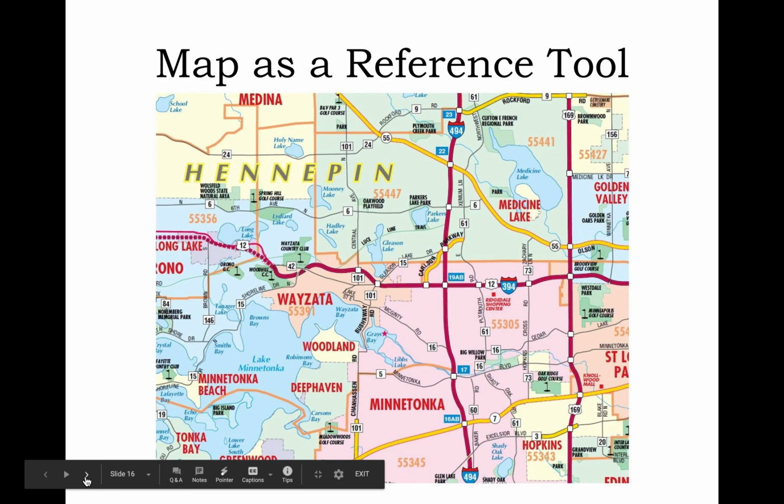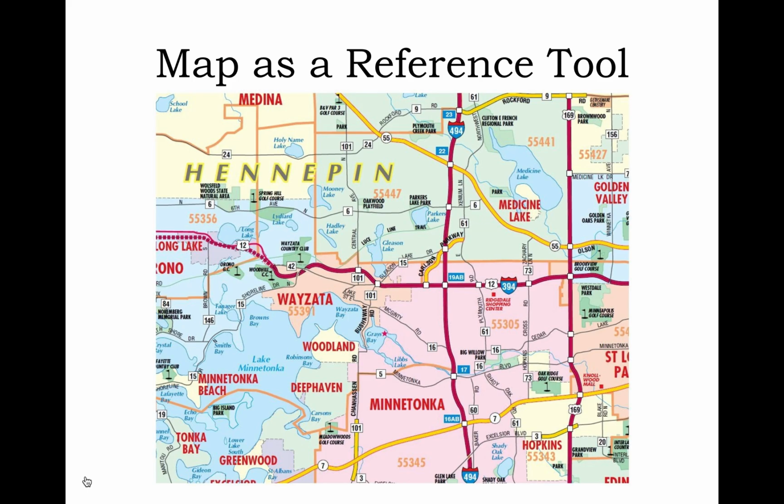Here we see a map of the Western Twin Cities, and it is used as a reference point. How do we know? Because it shows coordinates of various places such as Minnetonka or Wayzata, and it also shows coordinates of major interstates such as 494 and 394.